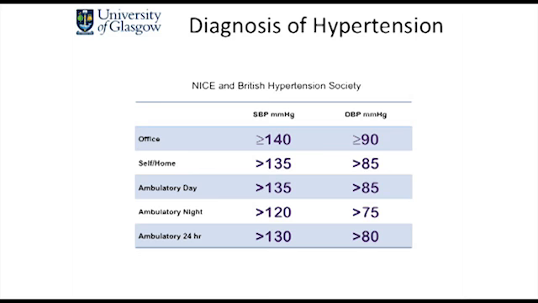The current NICE and British Hypertension Society guidelines have defined these thresholds as the threshold at which you intervene with drugs. That's for office or clinic blood pressure, you take 140 by 90, but you can use slightly lower blood pressure thresholds for home or ambulatory blood pressure monitoring. And ambulatory blood pressure monitoring is blood pressure we measure repeatedly over 24 hours.